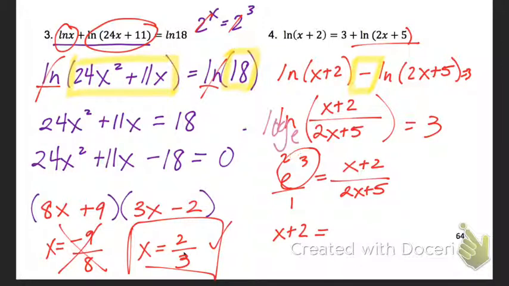So it's like 2x plus 5, e to the third, or you could put 2 e to the third x if you want, since it's a number. And I'm going to do it that way. Plus 5. Good. We distributed.